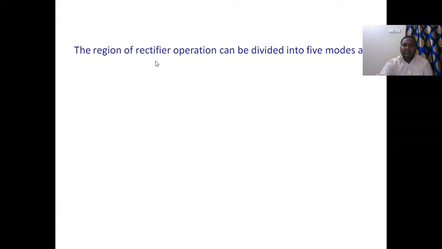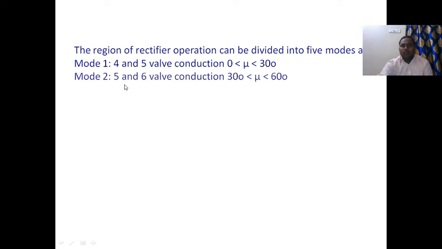The region of rectifier operation can be divided into 5 modes. In mode 1, valves 4 and 5 conduct, and mu lies between 0 to 30 degrees. In mode 2, valves 5 and 6 conduct, and mu lies between 30 degrees to 60 degrees. In mode 3, valve 6 conducts, alpha lies in 0 to 30 degrees, and the overlap angle mu is equal to 60 degrees.